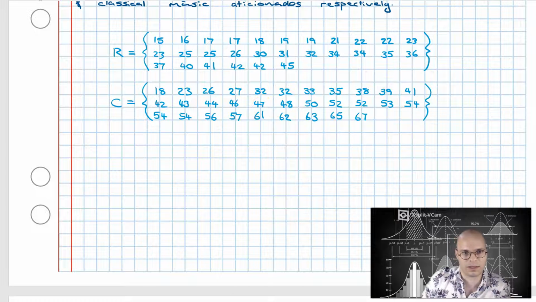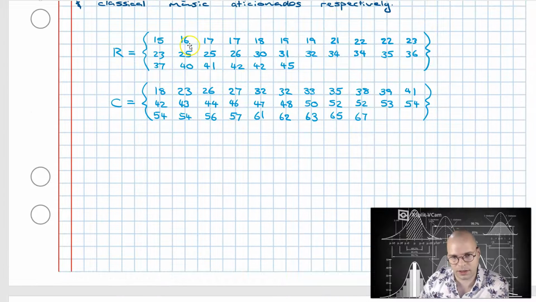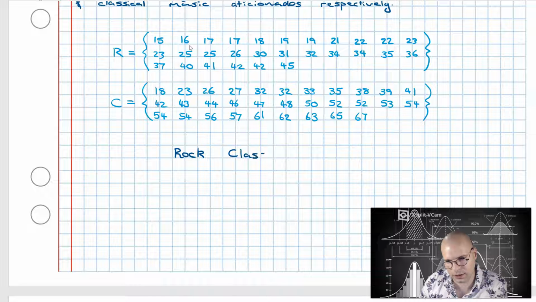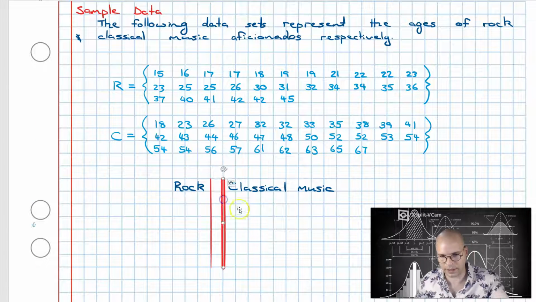Now, the way in which we do this is slightly different to what we did before, however the general gist is the same. I'm going to set it up and say, well, my first data set is for, let's go rock. So I'll write rock over here. Now the second data set is going to be classical music. Now I'm going to leave a little space for my stem, and I'll put in classical. Now I'm going to draw my stem in by drawing a straight line down the middle. And we've set ourselves up for success now.